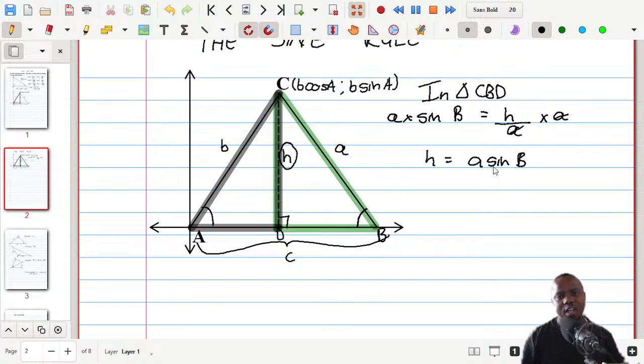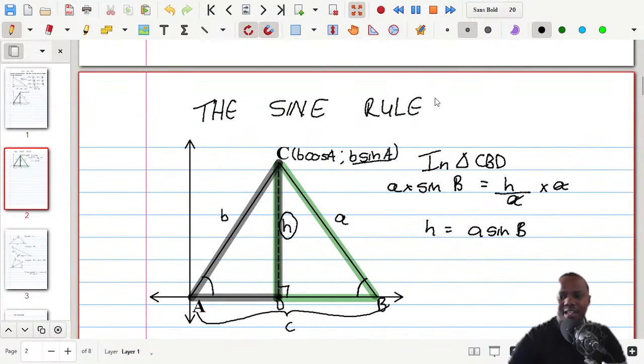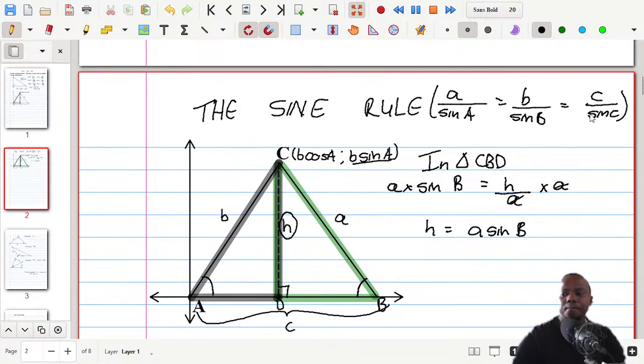Now we've got two expressions for H. We've got H being B sine A, we've got H being A sine B. How about I equate this? And so before I equate this, let me just write down what the sine rule is. So you've got A over sine A equals B over sine B, which is equal to C over sine C.